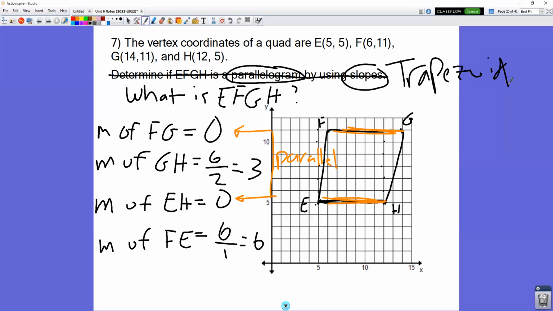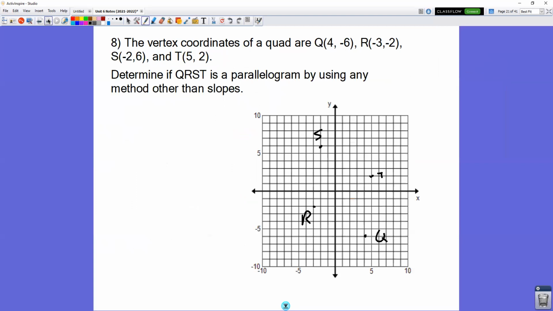And then I'd ask to see your work, your slopes, to justify that. All right, so go ahead and try the next question for me, question 8. I've graphed the question already for you a little bit. So this is what it should look like. So take a moment to graph and to find your slopes.